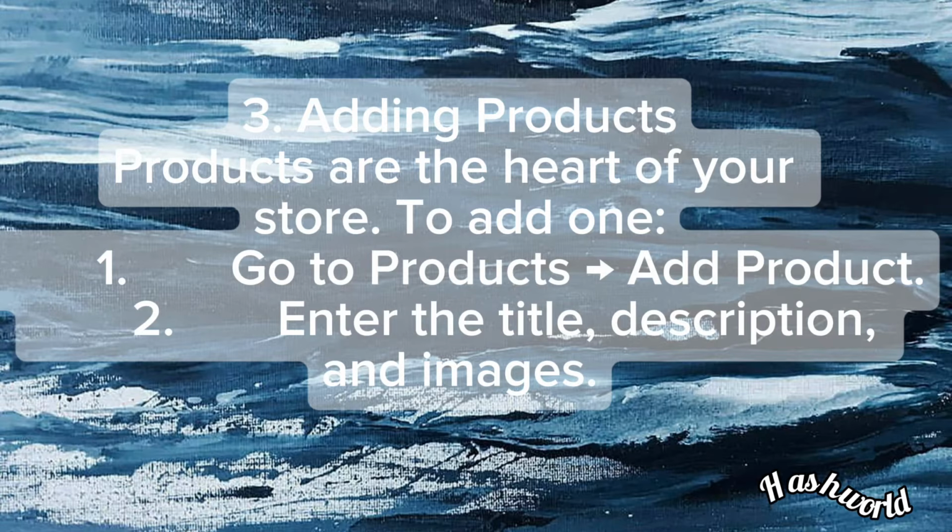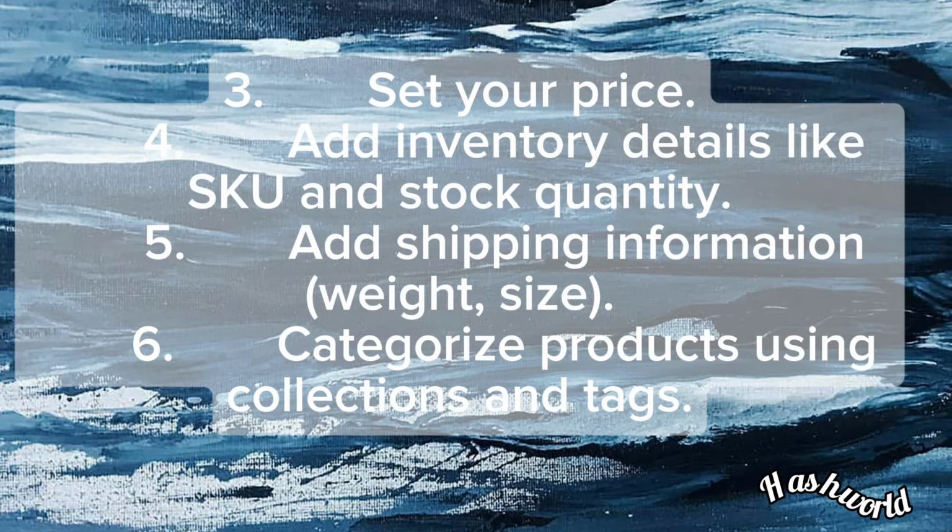3. Adding products. Products are the heart of your store. To add one, go to Products, then Add product. 2. Enter the title, description, and images. 3. Set your price. 4. Add inventory details like SKU and stock quantity. 5. Add shipping information, weight, and size. 6. Categorize products using collections and tags.